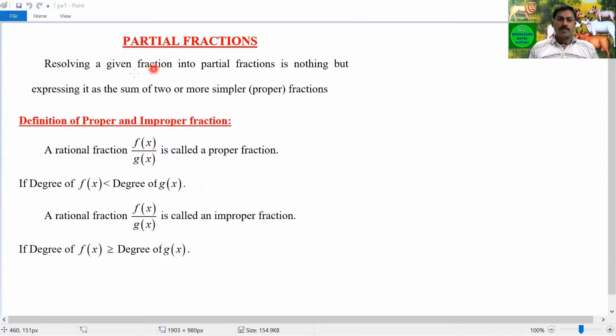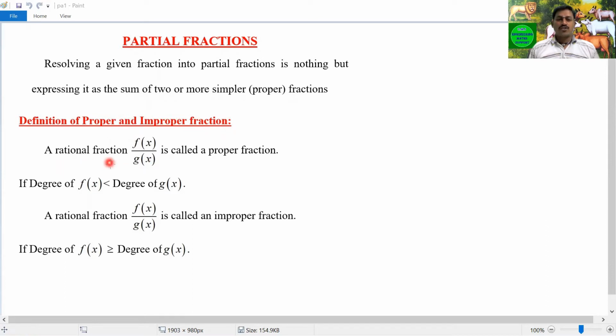Partial fractions. Resolving a given fraction into partial fractions is nothing but expressing it as a sum of two or more simpler or proper fractions. Partial fraction means we can write the given fraction as a sum or addition of two or more simpler or proper fractions. Definition of proper and improper fraction.